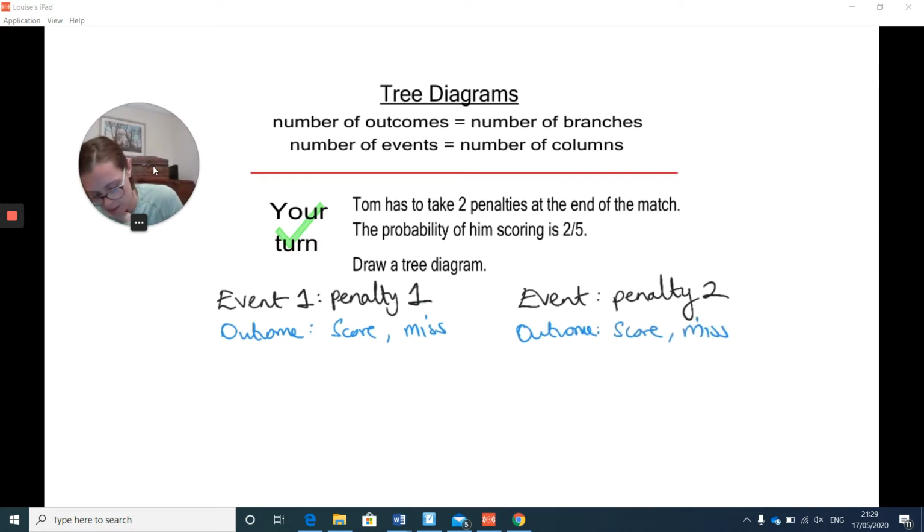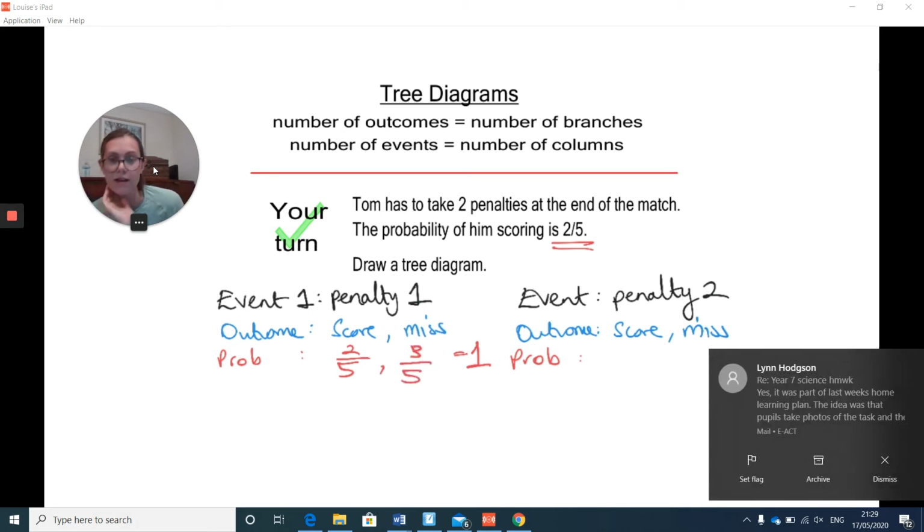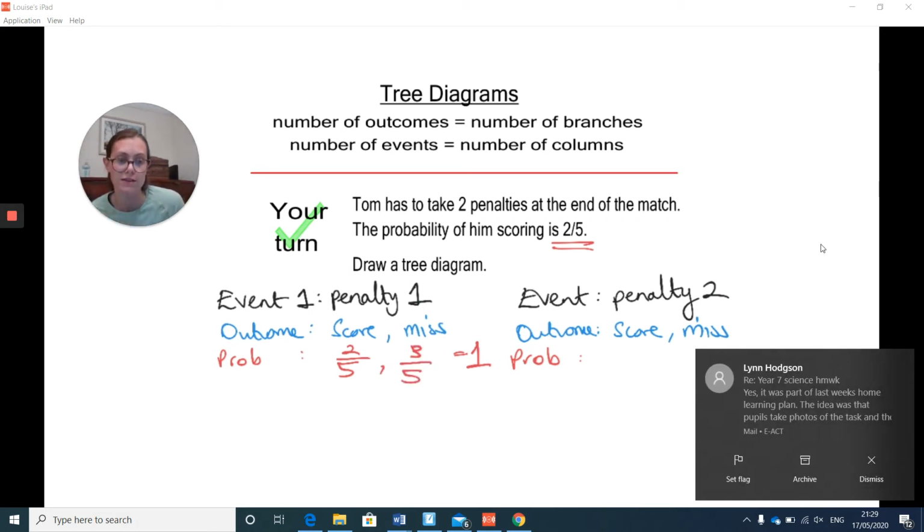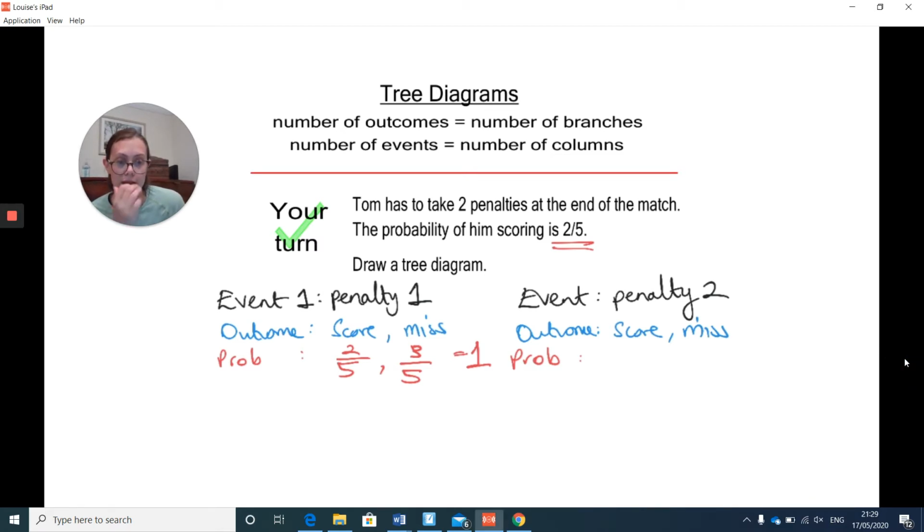And then the associated probabilities. Well, the probability of him scoring is 2/5. So that one there is 2/5. It must add up to 1, so that leaves you with 3/5. So that one there is 3/5. Same again over here. You've got the probability of scoring, 2/5, and the probability that you miss, 3/5. So this must add up to 1.